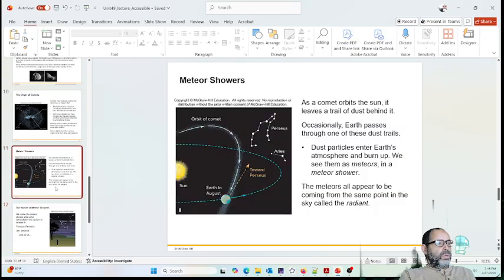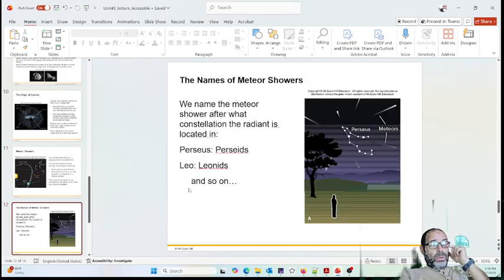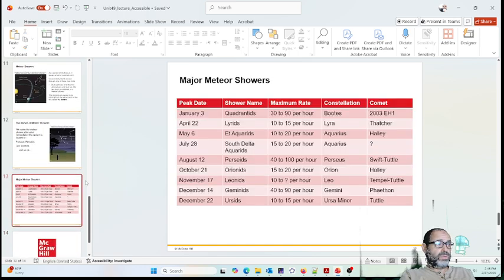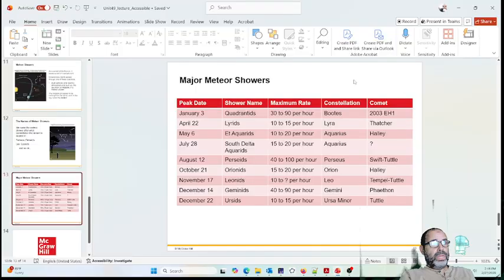The region where they emanate from is called the radiant, and that depends on the time of the year. There is usually a specific constellation, and depending on the constellation, that's the name they give them. So the Leonids are coming from Leo, the Perseids from Perseus, and so on and so forth. Here are more of the meteor showers, January for example, and the rate at which they come in. The Perseids, around August 12th, come at 40 to 100 per hour. So again, they're all related to comets.